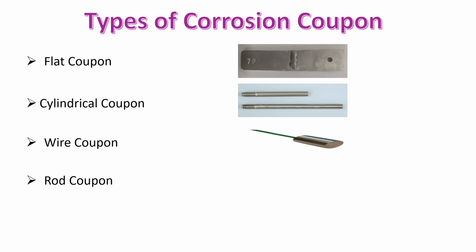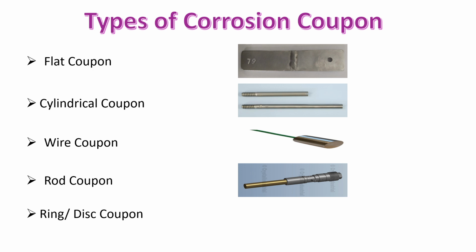The next is a rod coupon. Basically, rod coupons look like this, and rod coupons are used to monitor the corrosion rate of rods or other long cylindrical structures. And these are basically small in diameter and have a comparatively longer length.